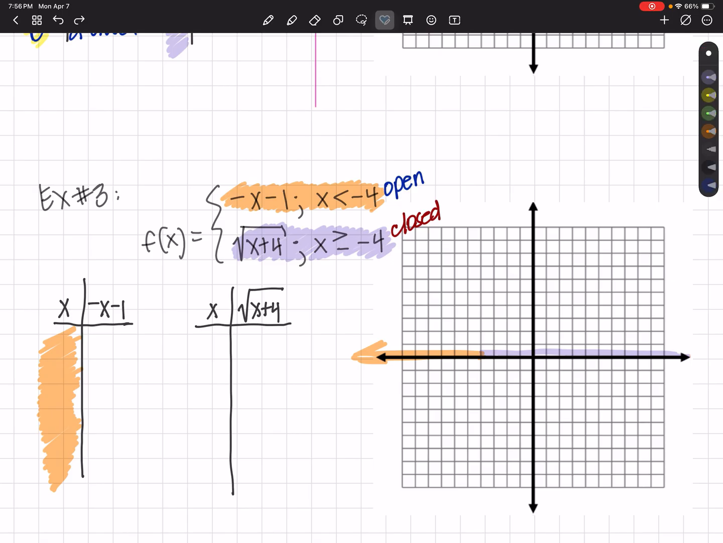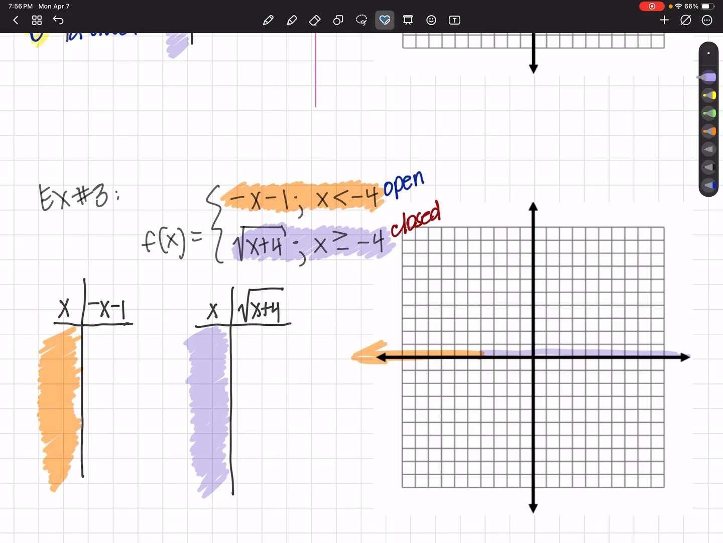The only thing that's missing here is we need to highlight the domains in these tables. Now I made the tables just slightly different than I have in the past, just looking to give you different types of tools that you can use, and then use the one that's most comfortable for you. They all work. I've got a table for the linear function, negative x minus 1, and I've got a table for the square root function. Now the only values that I can put into the linear function are when x is less than negative 4, not including negative 4.